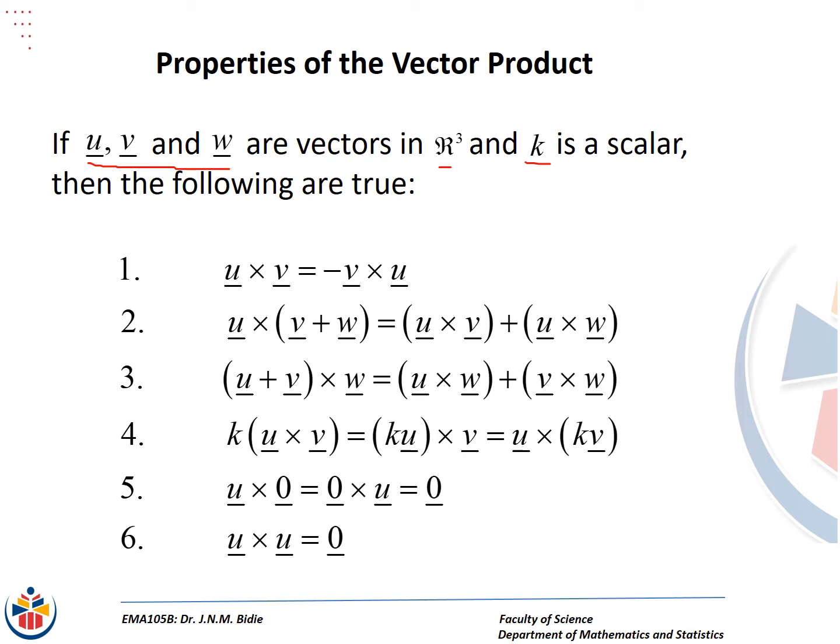And then number 5, U cross a zero vector is equal to a zero vector cross U, which is equal to a zero vector. So this is the only time where we see that we can interchange two vectors, as long as one of those vectors is a zero vector. Then we get a zero vector. And also our last example, U cross U, or a vector crossing itself, gives us a zero vector. And then let's go to the other properties.